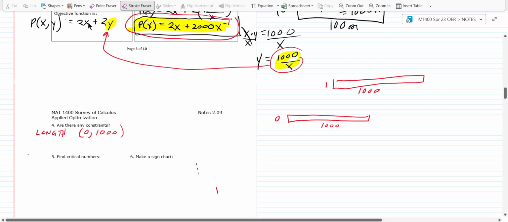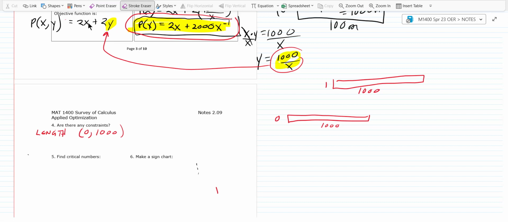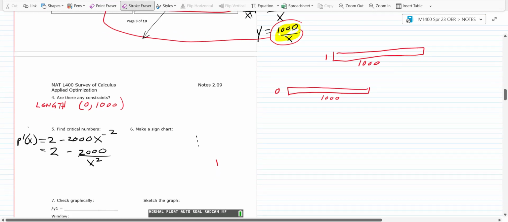Take the derivative and set it equal to 0. So you need to do this derivative. What's the derivative of this function? 2x. What's the derivative of 2x? 2. What's the derivative of 2,000x to the negative 1? Minus 2,000 x to the negative 2, right? Okay, so that's your derivative. I would go ahead and write this as 2 minus 2,000 over x squared, and then that's what we're going to set equal to 0.